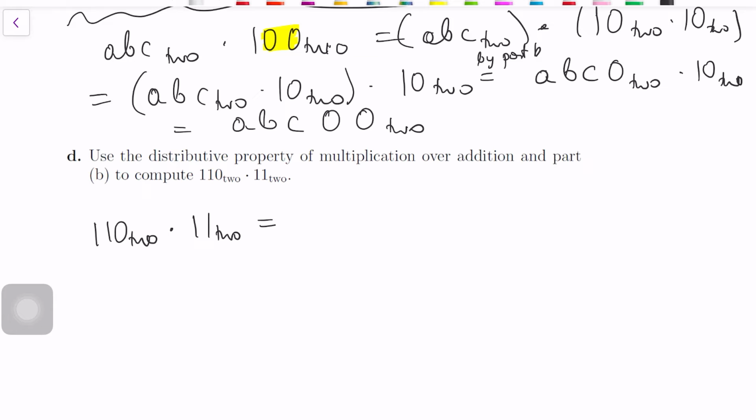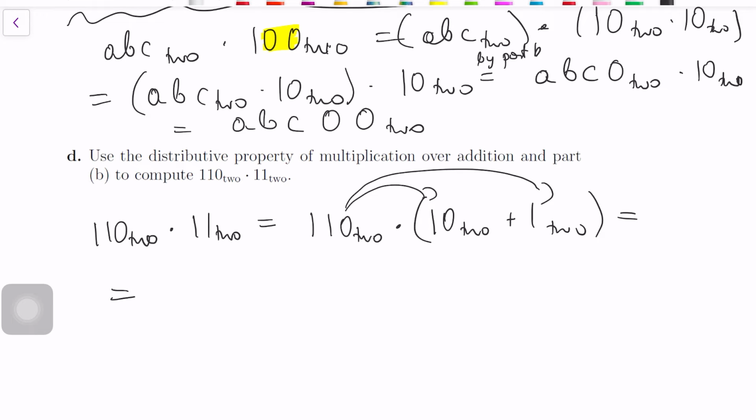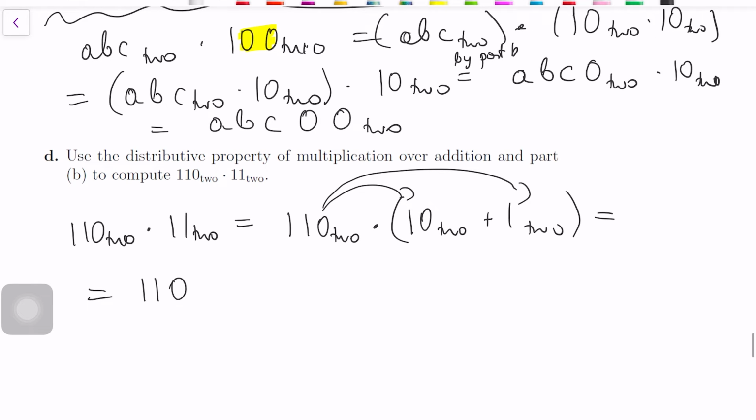But in order to do that, we're going to do the following. Okay, so I'm going to write 11 as 10 plus 1, and then this multiplication will be distributed.